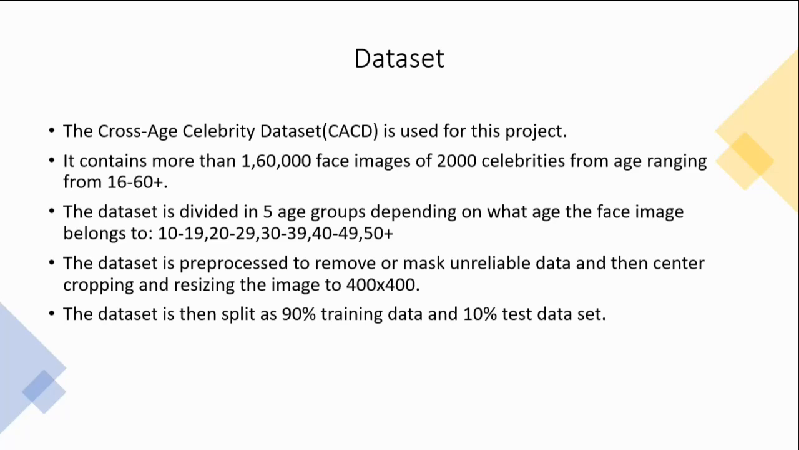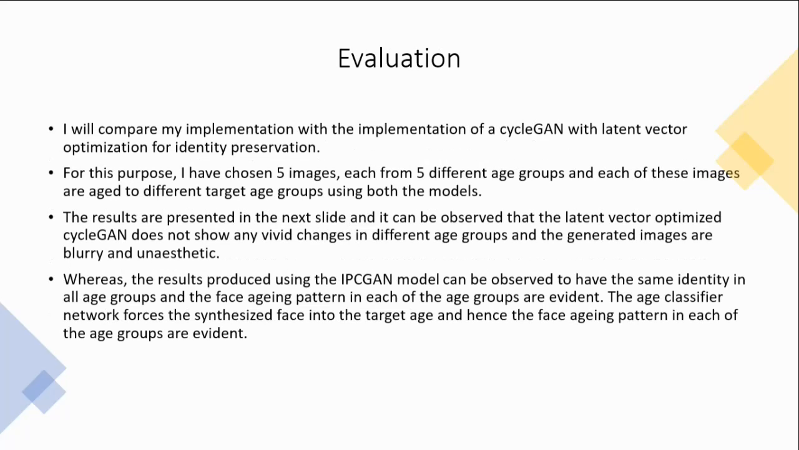The dataset is pre-processed to remove and mask unreliable data, and to center crop and resize the images to 400 by 400. The dataset is then split into 90% training data and 10% test data. I will be evaluating my model in comparison with a cycle GAN with latent vector optimization for identity preservation. For this purpose, I have chosen 5 images, one from each of the 5 age groups, and each of these aged to different target age groups using both the models.